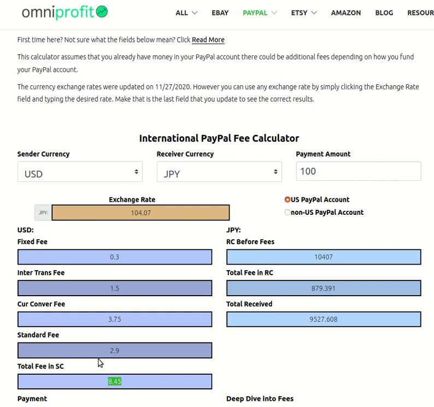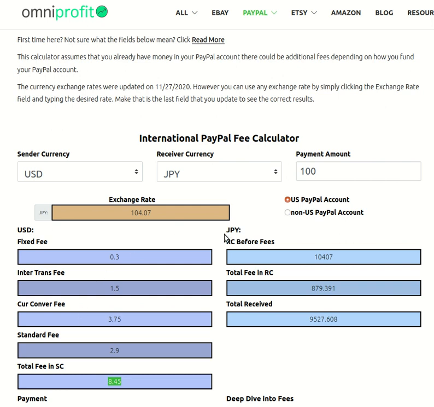And so let's now cover what would happen if, instead of sending from a US PayPal account, I'm sending from a non-US PayPal account. You can see the standard fee jumped up to 4.4%. And so this is dynamic, and so feel free to play around with this and change the payment amount as well. So I'm going to put it back to where we were, 2.9% with the total fee of $8.45.